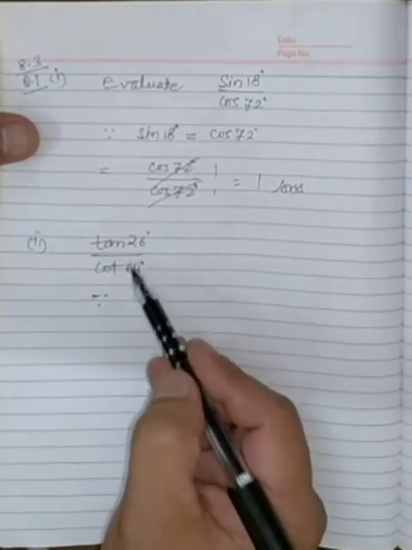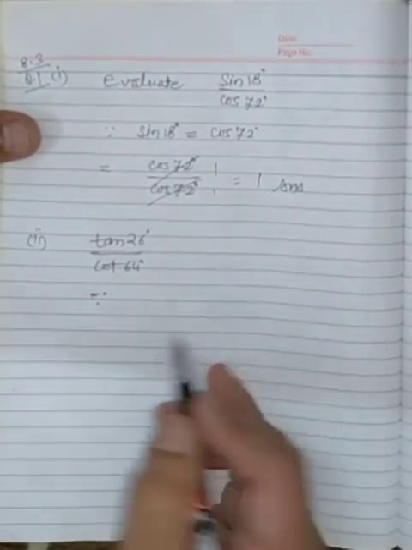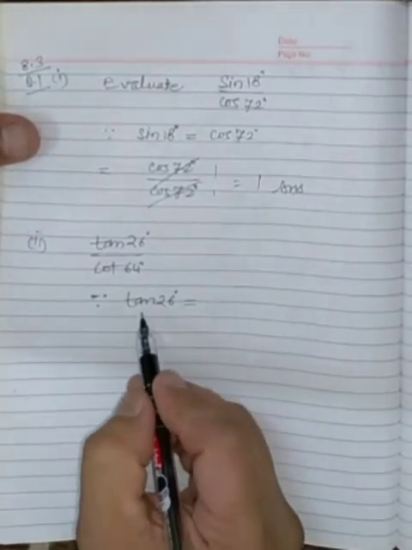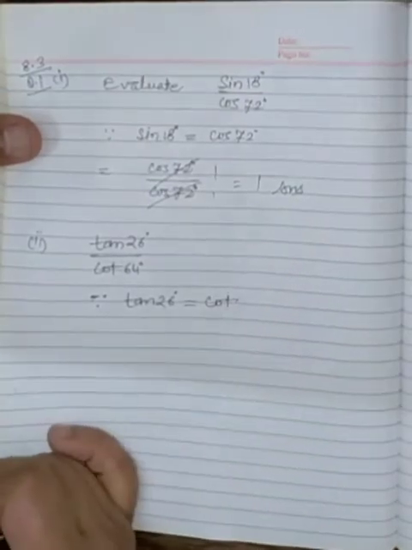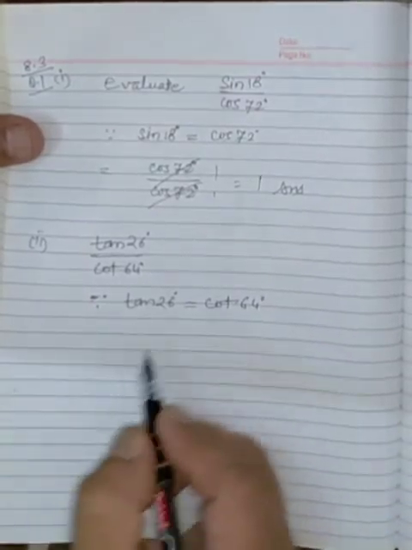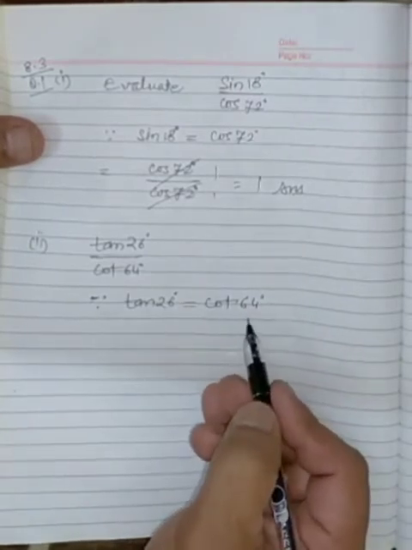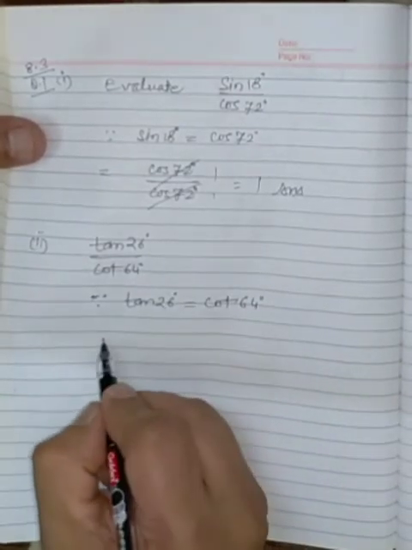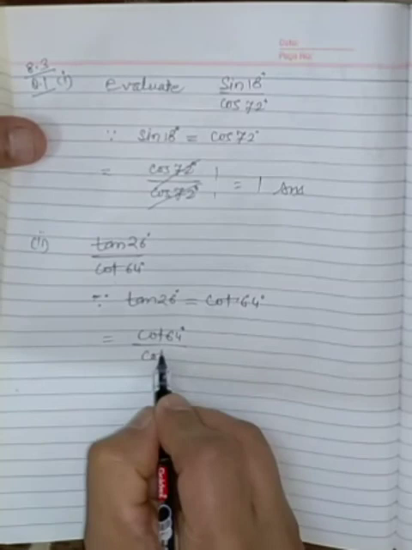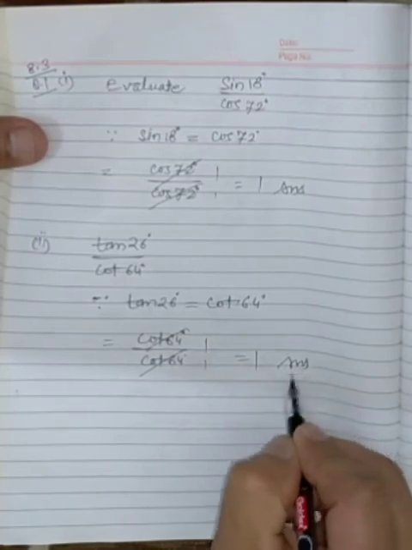So we can convert any one of these into its complementary relation. So I am going to convert tan in terms of cot. So tan 26 degree is equal to, the complementary of tan is cot and the complementary of 26 degree is 64 degree. So in place of tan 26 we can write cot 64. Similarly, in place of cot 64 we can write tan 26. So cot 64 degree upon cot 64 degree, again these two cancel and the answer comes 1.